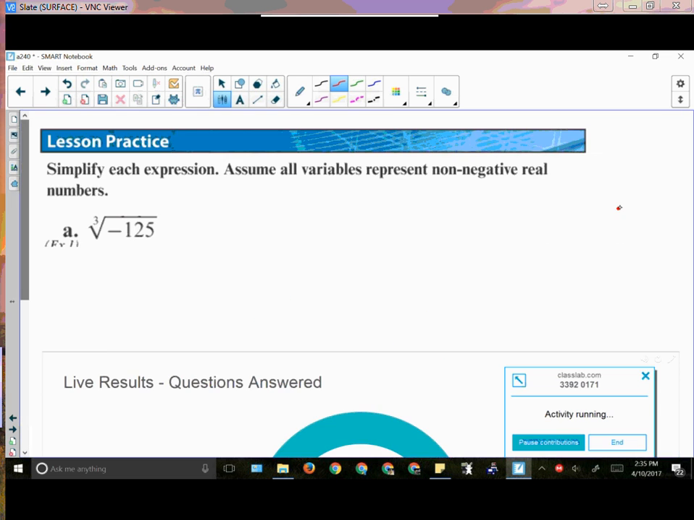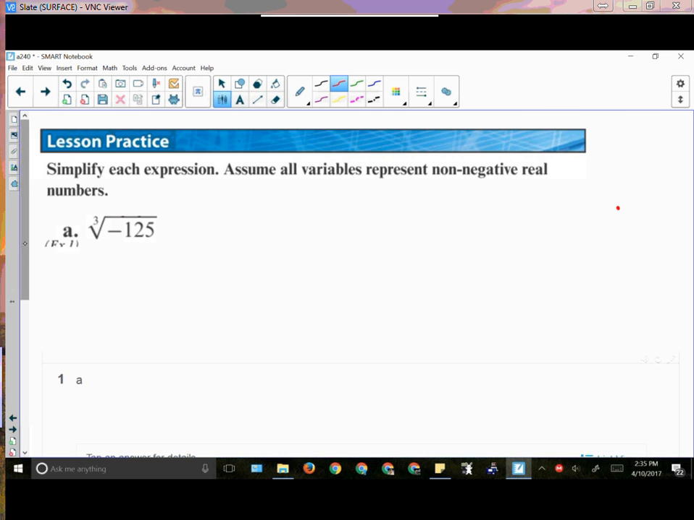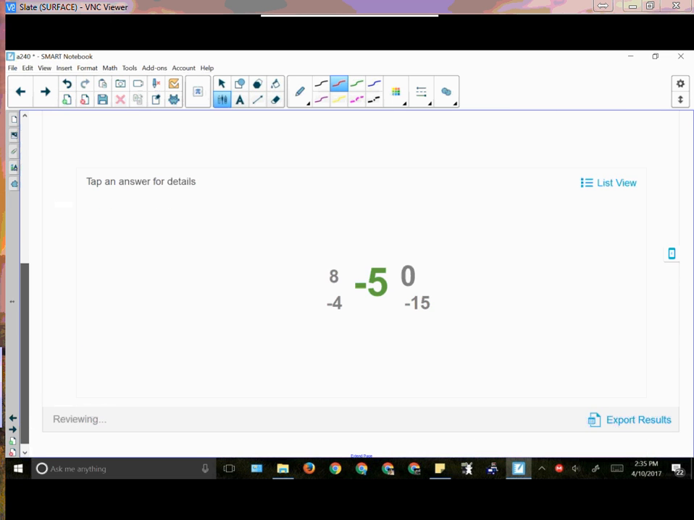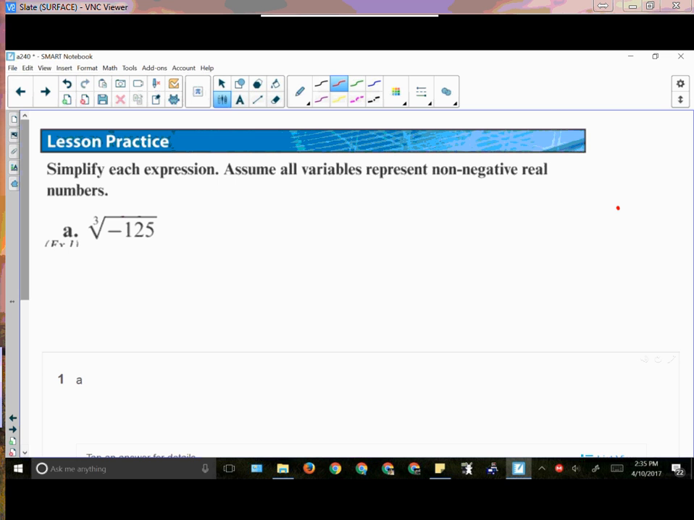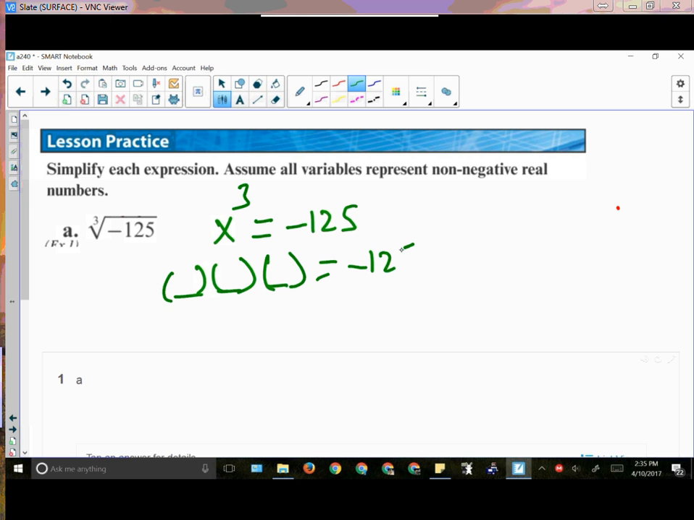Okay, so -5 was the correct answer. Good. And the reason is why. You have to remember that if this is saying that it is the third root of -125, in other words, x to the third power has to be equal to -125. In other words, there are three numbers that when I multiply them together, I get -125.